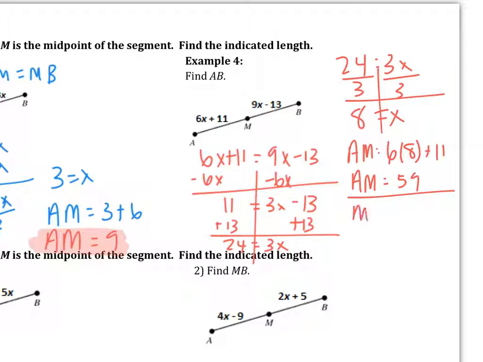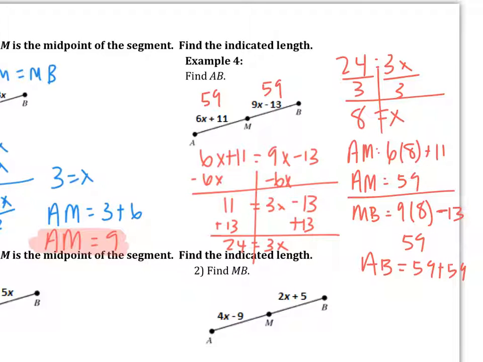Now, just to double check, I'm going to do MB. 9 times 8 minus 13. That 13 doesn't look good. 9 times 8 is 72. Minus 13 is 59. So if this half is 59 and this half is 59, the whole thing, AB, is 59 plus 59. And we get 118.